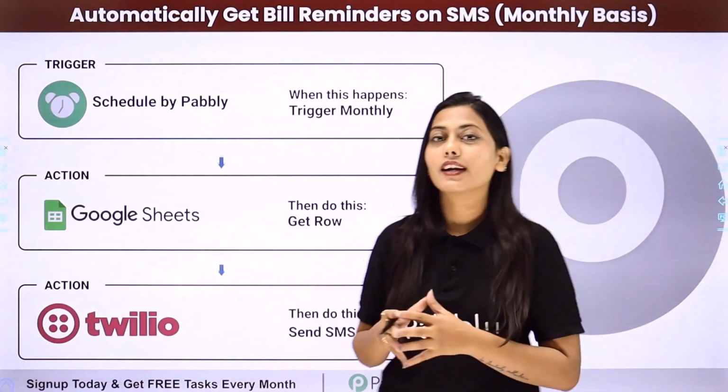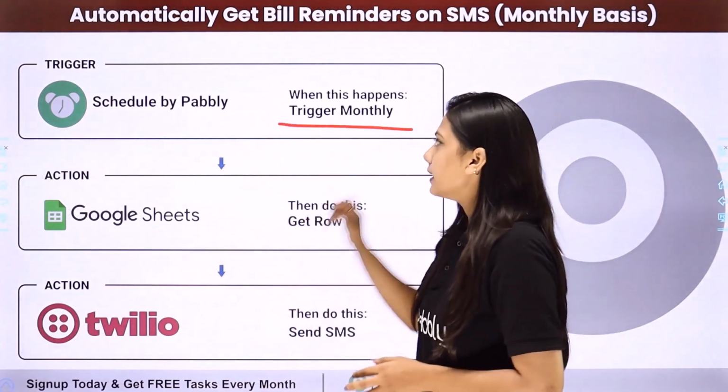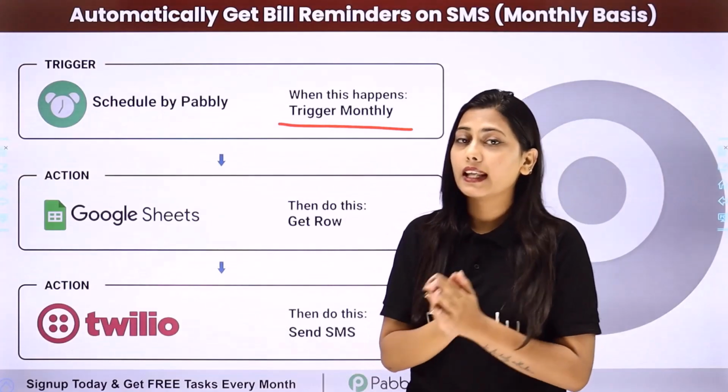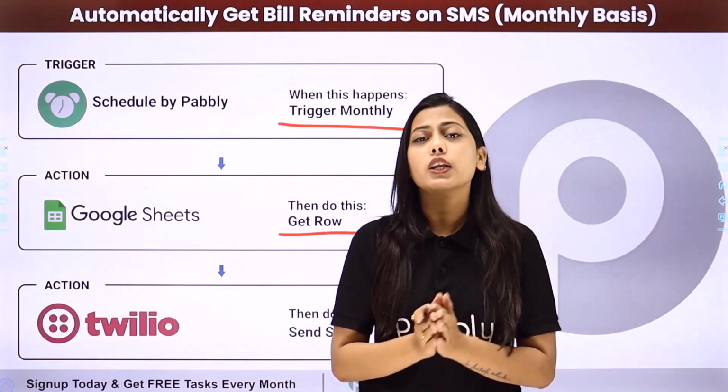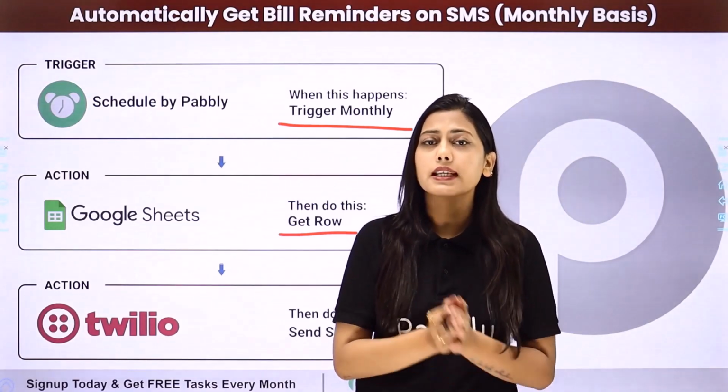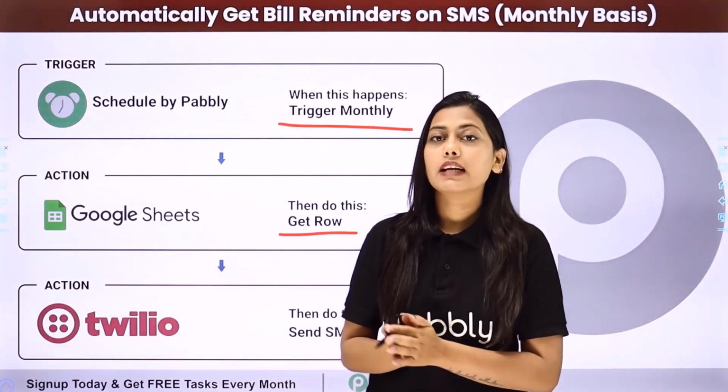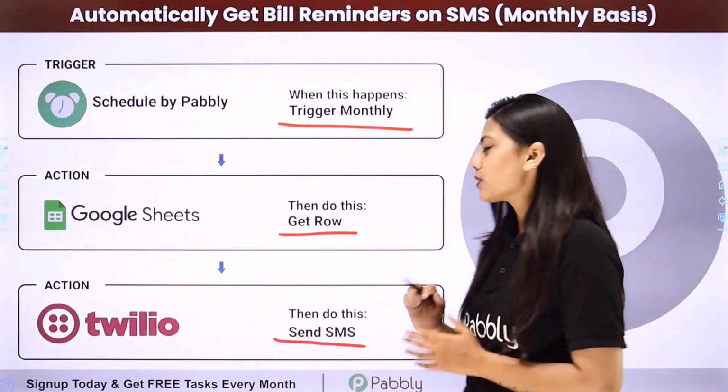In this automation, our trigger will be to trigger monthly using Scheduler by Pabbly, and then our first action application will be to get rows in Google Sheets where you have kept all the details of your bills, their due date and the amount, and in the end we will use Twilio to send SMS notifications.